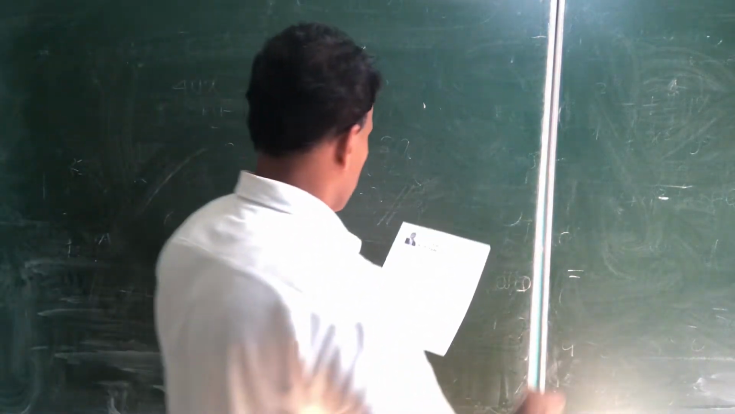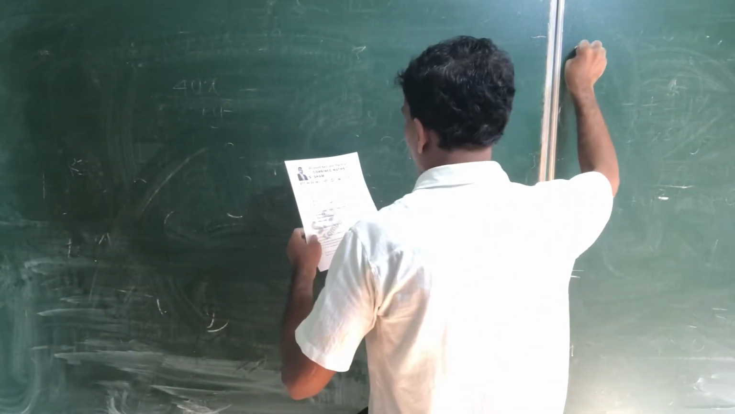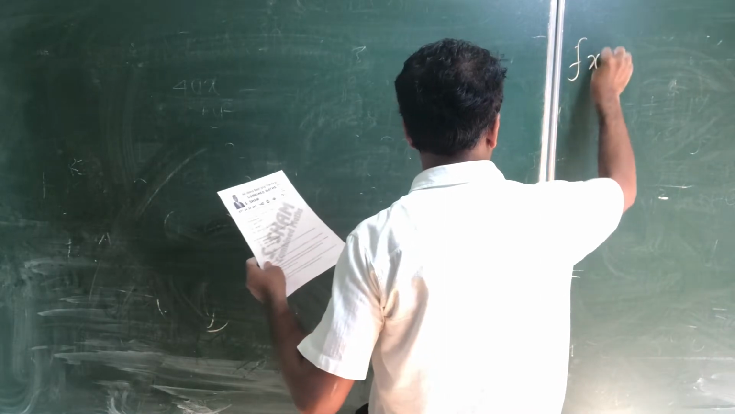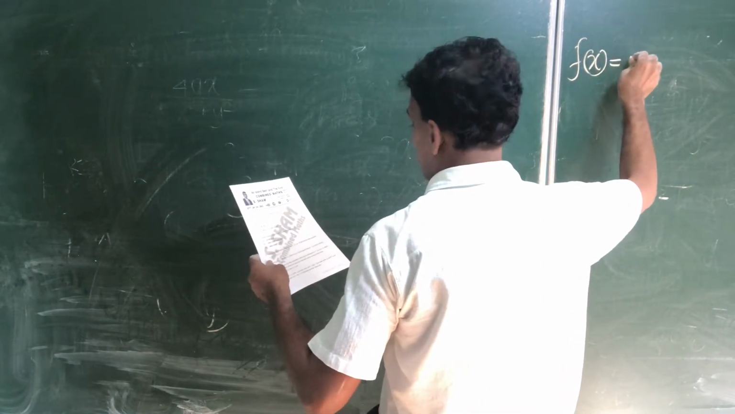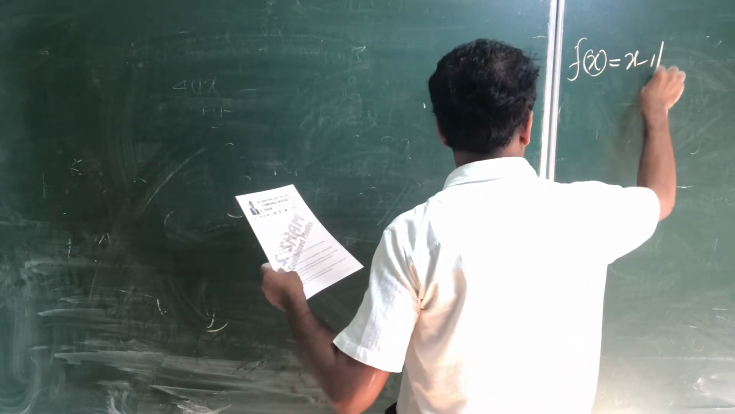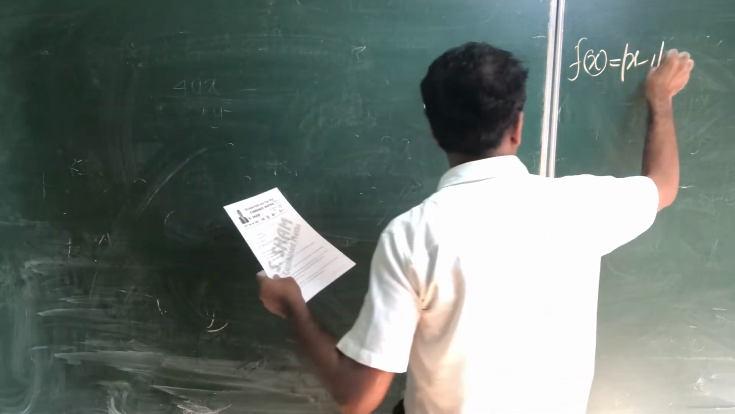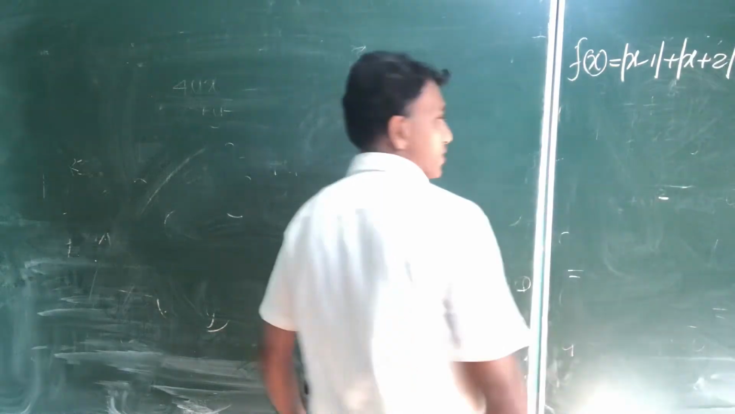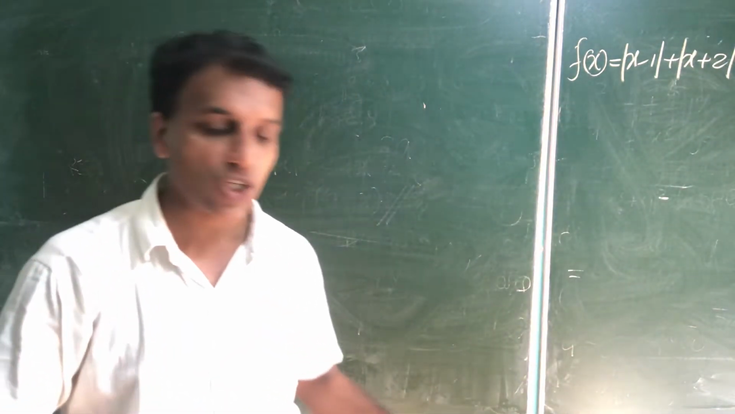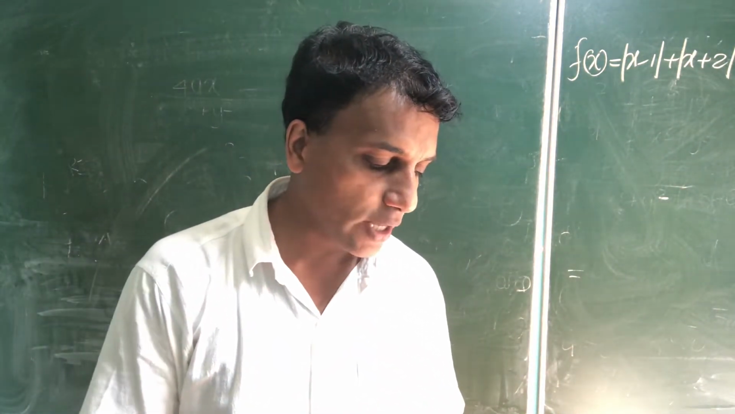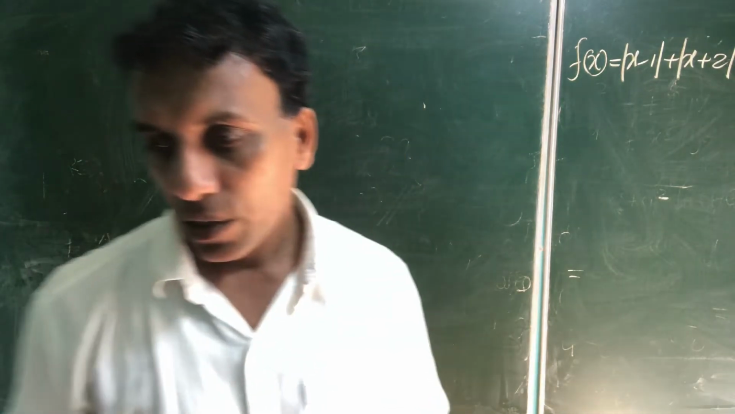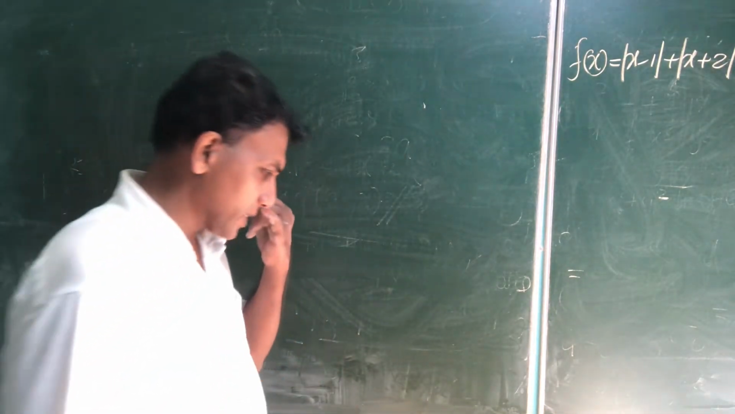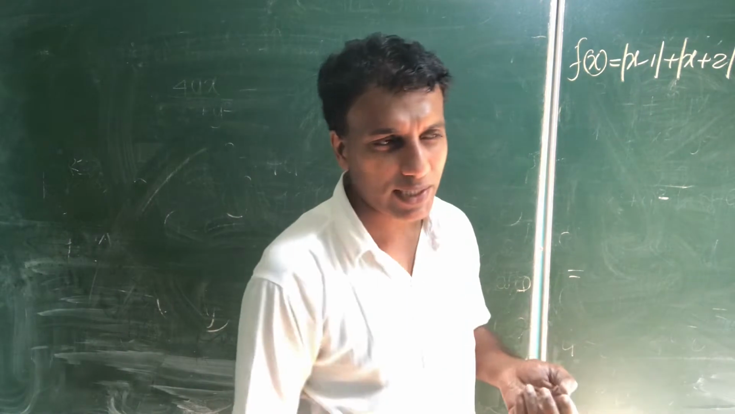Okay, third problem. Draw the graph of f(x), or y, equal to |x - 1| + |x + 2|. First you draw this modulus function graph and solve the equation later part. So, a simple algebraic question for the structured part, problem on modulus.